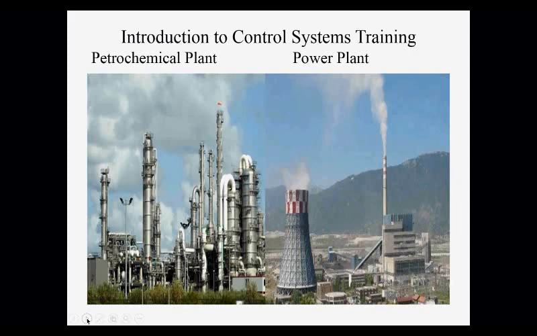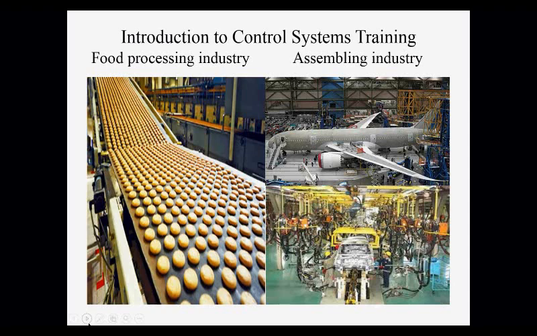So if anybody has any previous experience working with any of these, they can immediately see the images and identify which is going to be a power plant and which is going to be a petrochemical plant. So now if we move to the next screen, we can see that there is a food processing industry, and then we can see an example of an assembling industry.